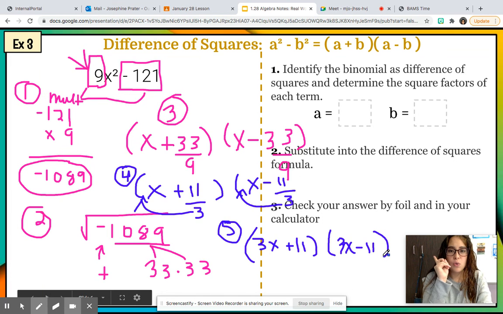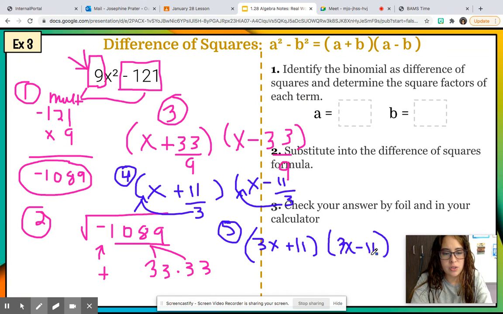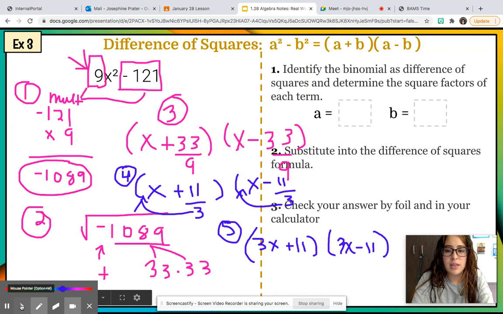So make sure that you memorize this because this is a great tool. Awesome. It'll help you for Algebra 2 also. There you go, guys. That was the lesson of the day.